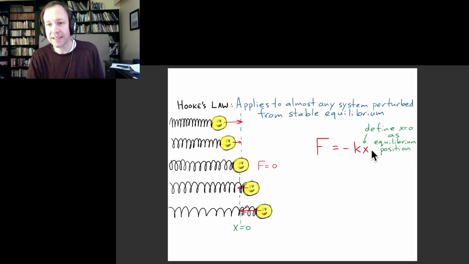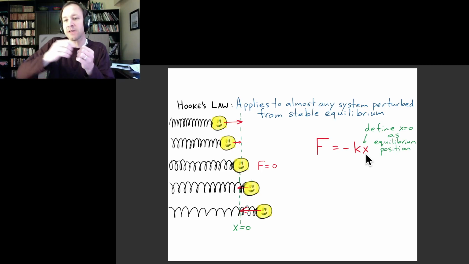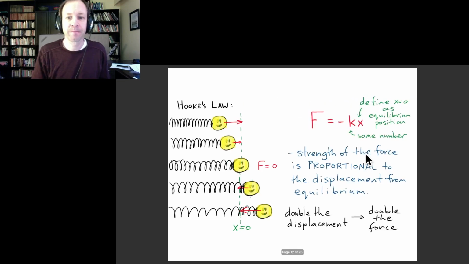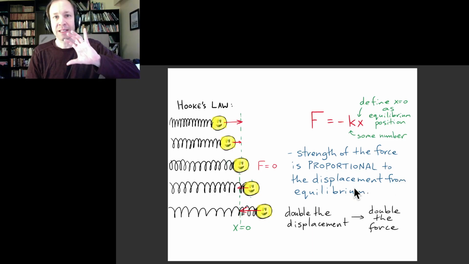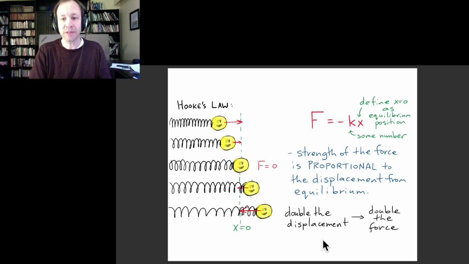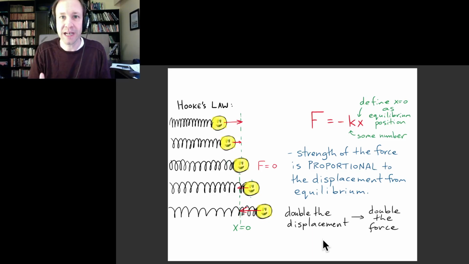And then the important thing is that the x here is the distance from the equilibrium position. And so this means that the further I displace the object, the stronger the force is going to be. Okay, so mathematically we say that the magnitude of the force is proportional to the displacement from equilibrium. And so that specifically means that if I double the displacement, I double the force. It didn't have to be that simple, but that's what Hooke's law is telling us. Or if I take 4 times the displacement, it's going to be 4 times the force.